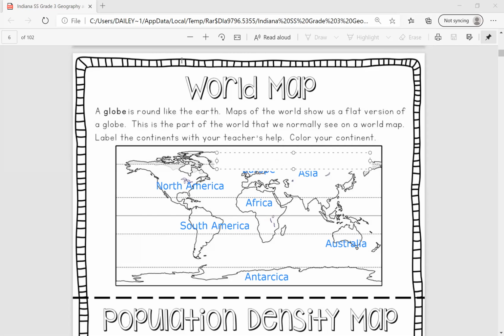Now we live in North America. North America is where Indiana is located. It's also where Canada, up here, the United States, and Mexico are all located.